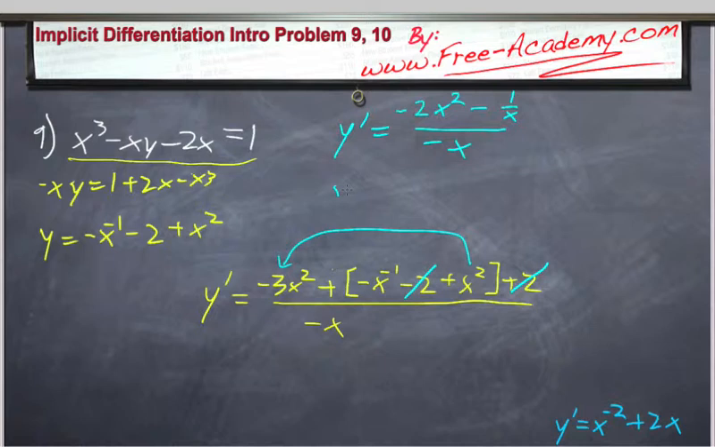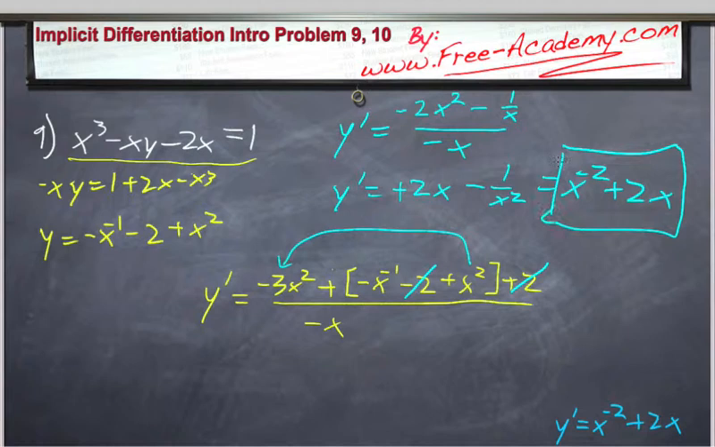So if you divide through the negative x, you now get plus 2x minus 1 over x squared, which of course is equal to x to the negative 2 plus 2x, which was exactly the result that we were looking for. So we did this problem explicitly and implicitly, and we got the exact same result either way.